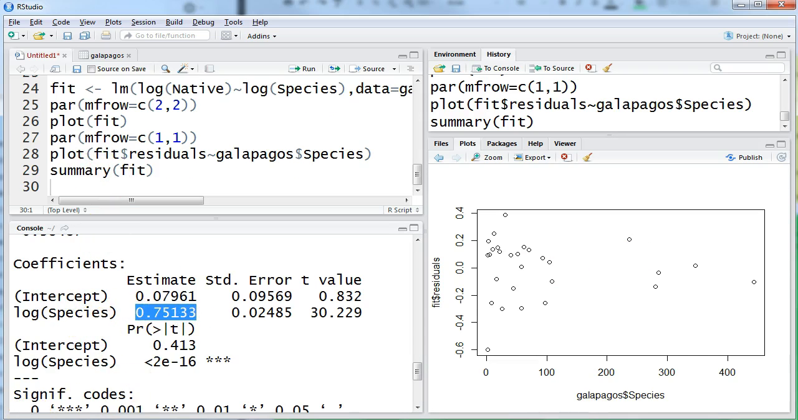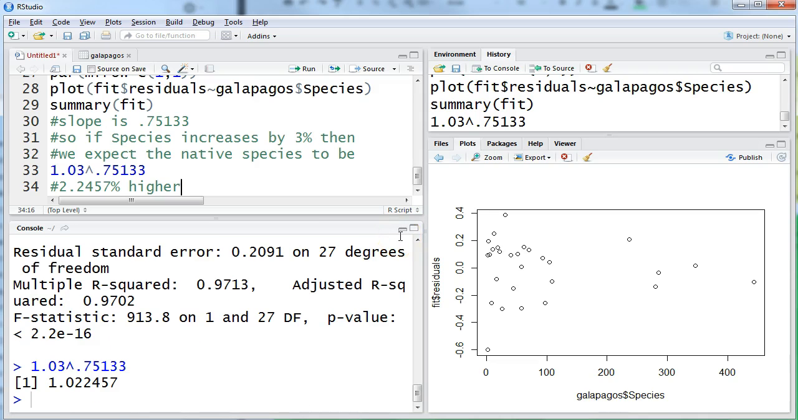Now how do I interpret that? Well, in this one we have logged X and we've logged Y. So I want to talk about X increasing by some percentage, 3% in this case. So 1.03 raised to that slope gives me the value right down here, 1.022457.